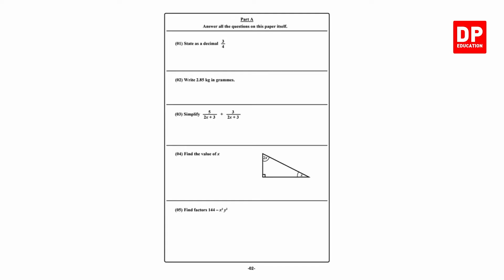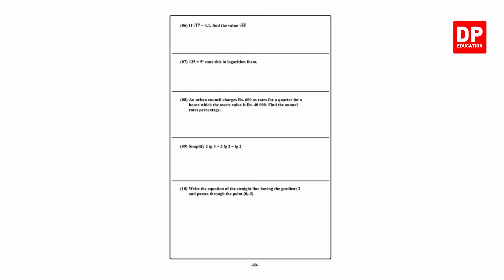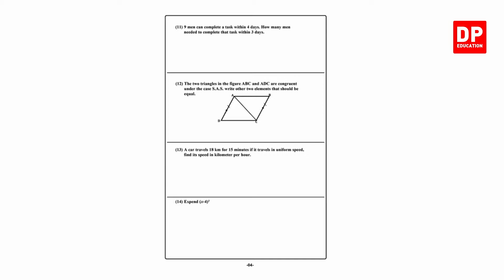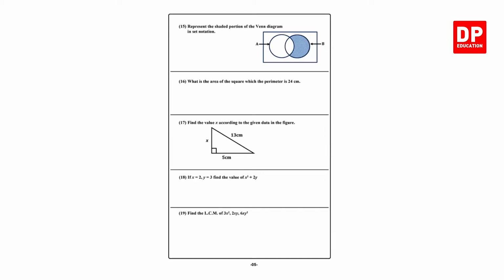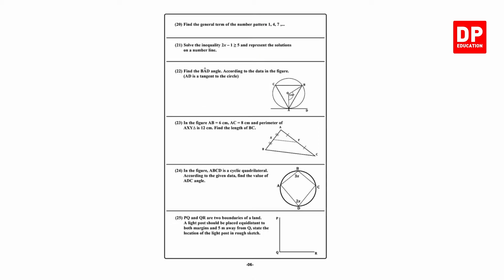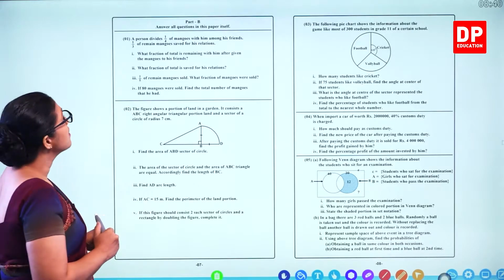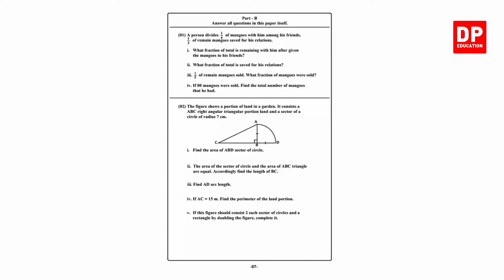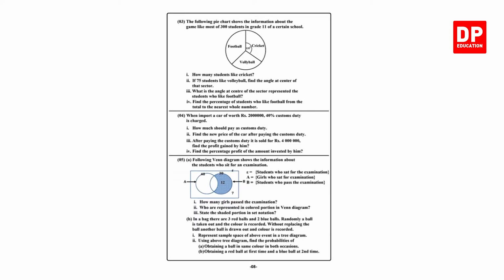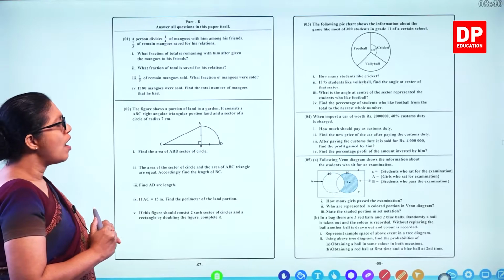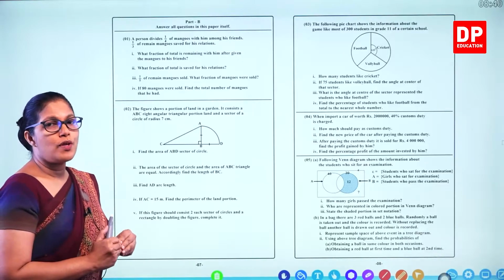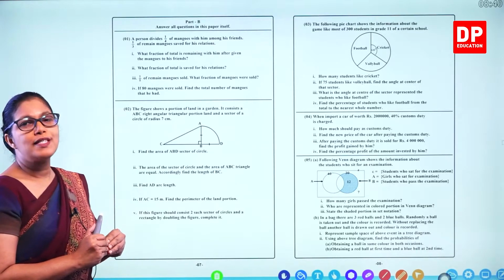In the first page you get part A, 5 questions. Next page, questions 6 to 10. Third page you get questions 11 to 14. Next page, questions 15 to 19, and then questions 20 to 25. Part B, you get 5 questions. You can try question number 1, 2, and the next page 3, 4, 5. You have to answer all questions within 2 hours. So let's do this paper.